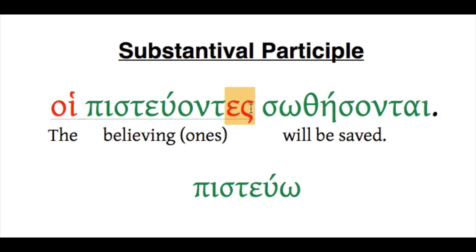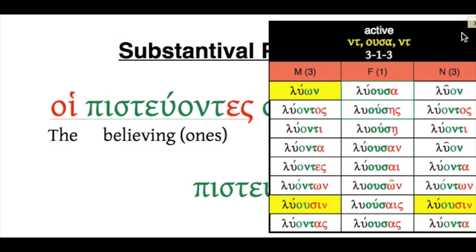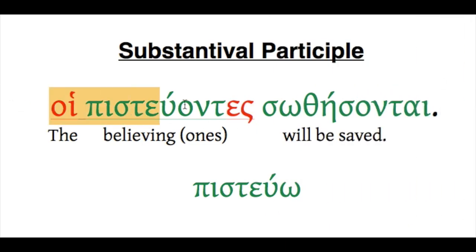Now, how do we know the case, number, and gender? Remember, this is third declension. And when we pop the third declension in, see the epsilon sigma here? S. That's our nominative plural masculine form. But hey, we had another clue here, which should make this really easy. Because remember, the article will always match the participle. So if we know that that's nominative plural masculine from our article memorization, we should also be able to say, oh, this is third declension, nominative plural masculine. No big deal. The believing ones shall be saved.